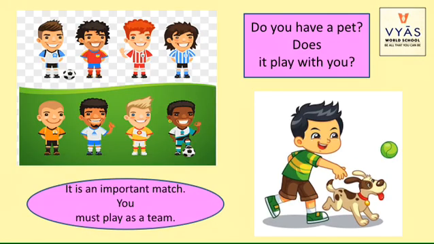Let us now look at the use of the pronoun you with both singular and plural nouns. The first sentence is, it is an important match. You must play as a team. So here you is referred to as a group of people. So here you stands for a plural noun. Look at the second sentence. Do you have a pet? Does it play with you? So here you is used for a singular noun. So you is a pronoun that is used for both singular and plural nouns.